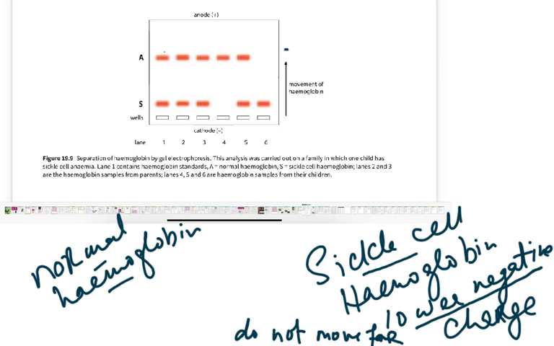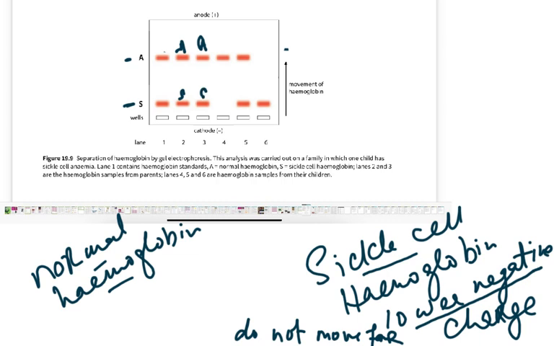If you look at lane 1, we have the standard. This is hemoglobin A and this is hemoglobin S. This is the separation of hemoglobin by gel electrophoresis. This analysis was carried out on a family in which one child had sickle cell anemia. In lane 1 we have the hemoglobin standards, A for the normal hemoglobin and S for the sickle cell. Lanes 2 and 3 are the hemoglobin samples from the parents. Both you can see are AS. Both parents 2 and 3 are AS.